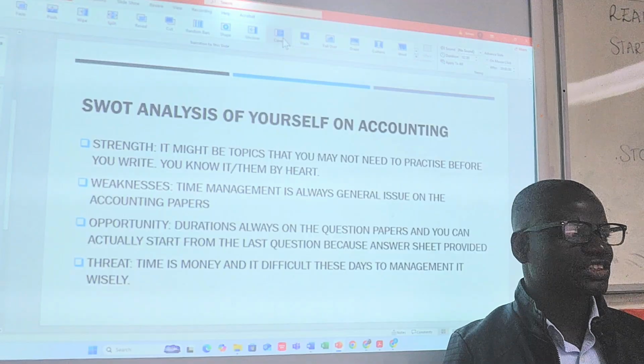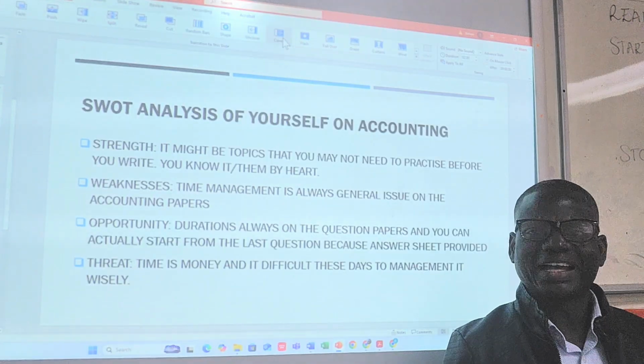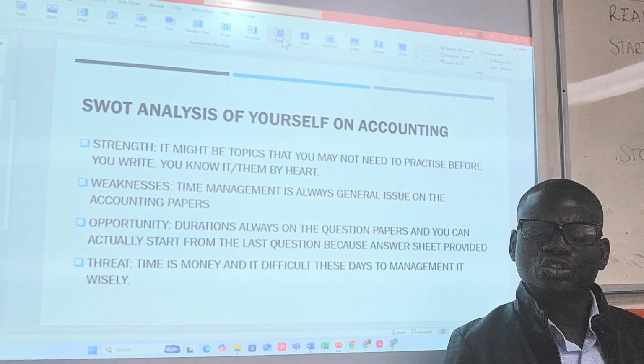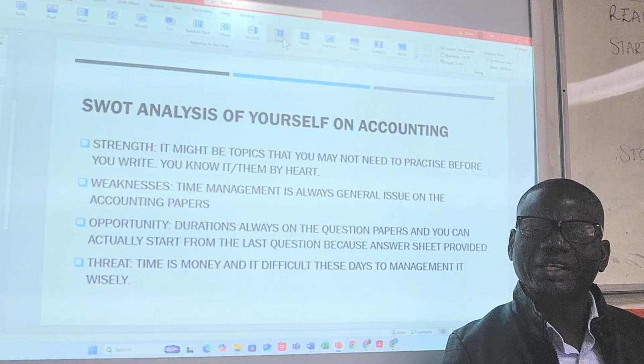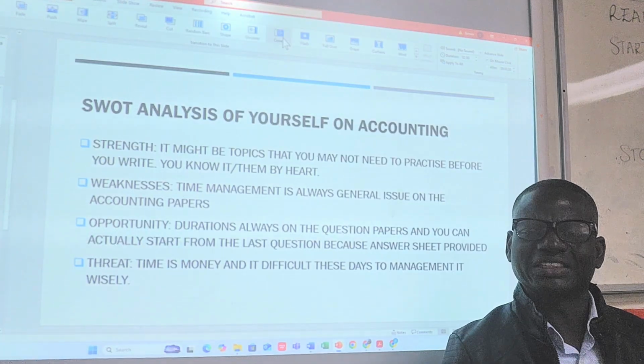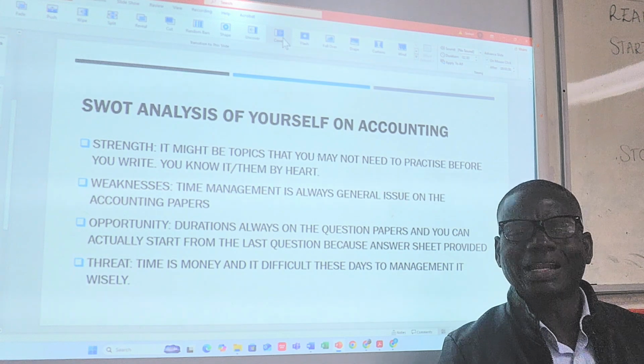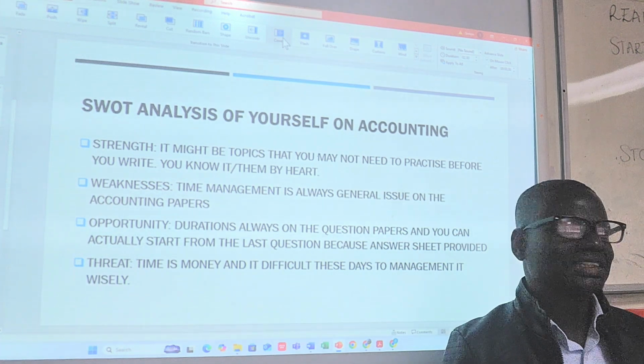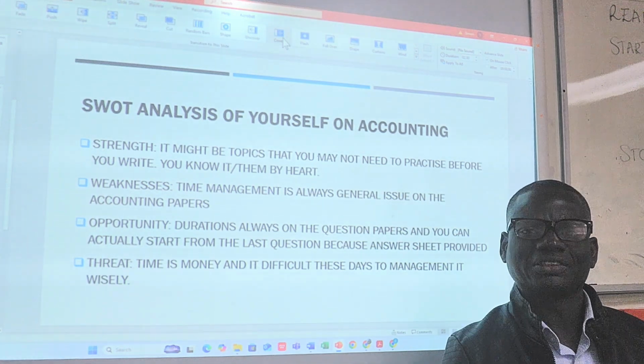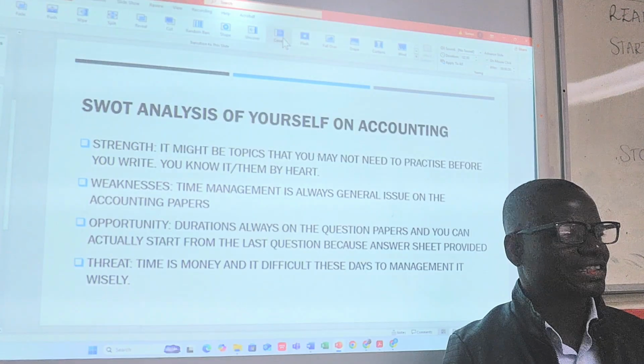The SWOT analysis of yourself on accounting. You need to know yourself. You need to know your strengths. You need to know your weaknesses. You need to know the opportunities and the threats, so that you balance yourself in accounting. Let's take, for example, the strength. I'm just giving an example.